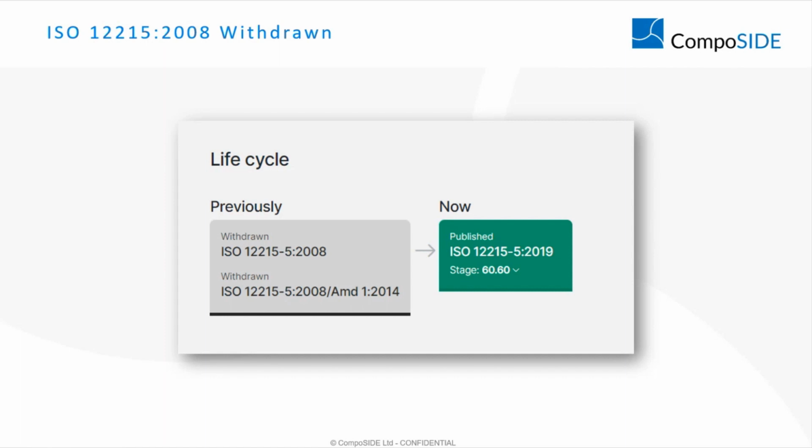So as Nico just mentioned, the ISO 2019 standard for design of small craft has been implemented in CompoSIDE. When ISO 2019 was issued, this led to the cancellation and replacement of the first ISO 2008 edition and its amendments. And the ISO 2019, it's worth mentioning, includes major updates.